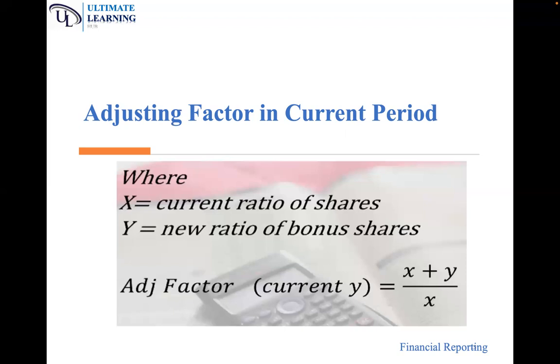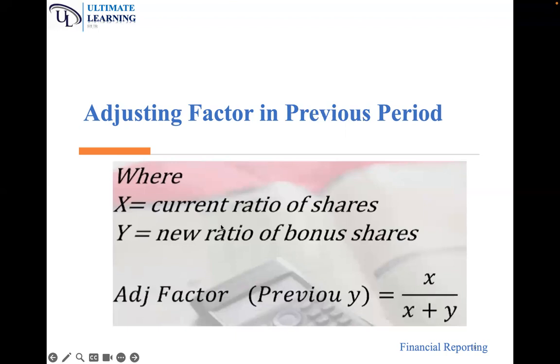So for the current year, we introduce an adjusting factor, which is X plus Y divided by X, X being the current ratio of shares, Y being the new ratio of shares. Now, also in the previous year, to make the financial statements comparable, we must also get the adjusting factor. How do we get the adjusting factor in the previous year? By having X divided by X plus Y, where X is the current ratio of shares and Y is the new ratio of shares.